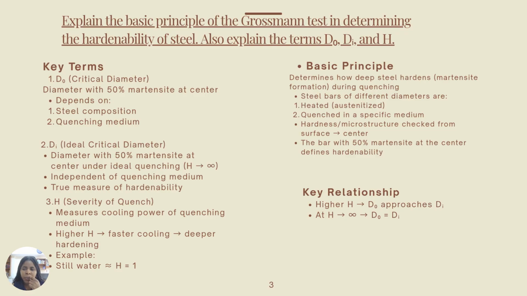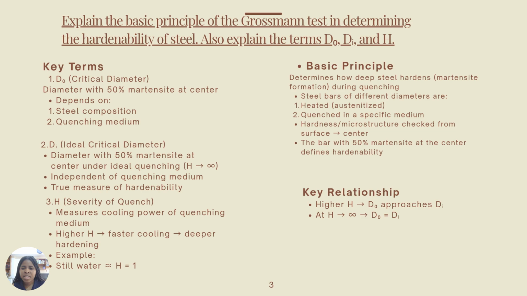If it is oil, whereby we have slower cooling, we have a smaller D0. And if we are using water as the quenching medium, the cooling is much faster than when we are using oil, so the D0 will be larger. If the D0 is small, it means hardening doesn't penetrate deeply. If the D0 is large, it means hardening penetrates deeper.